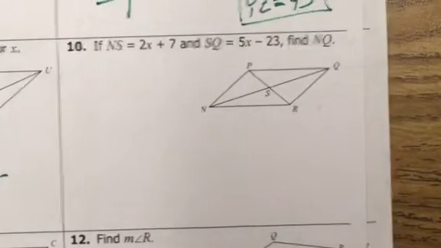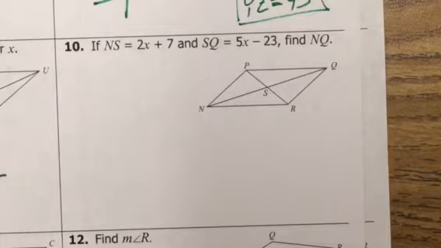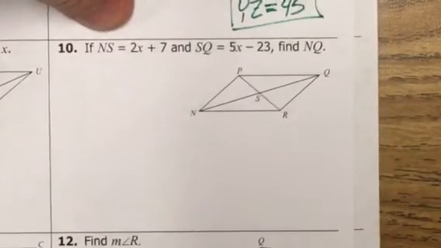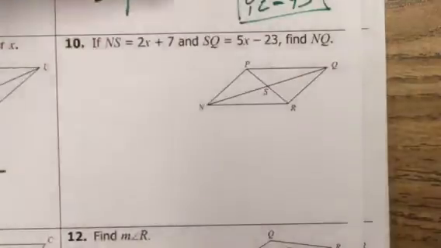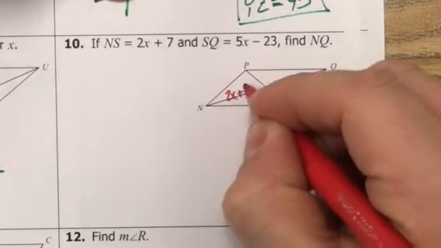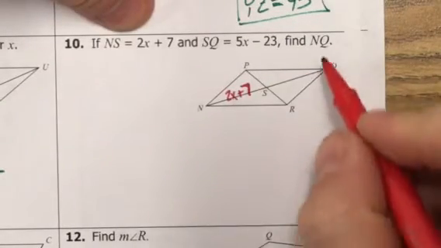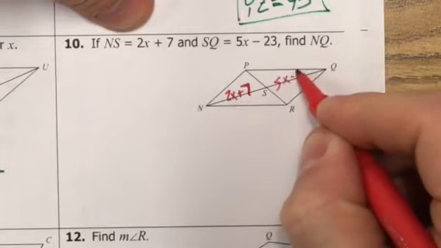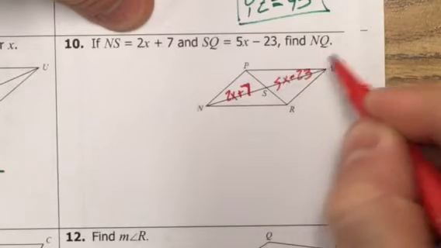Looking on, number 10. Guys, my suggestion at this point, if you have not done so already, pause the video. Try to do these on your own and come back to the video to check your work. Number 10, if NS is 2x plus 7 and SQ is 5x minus 23, find NQ.